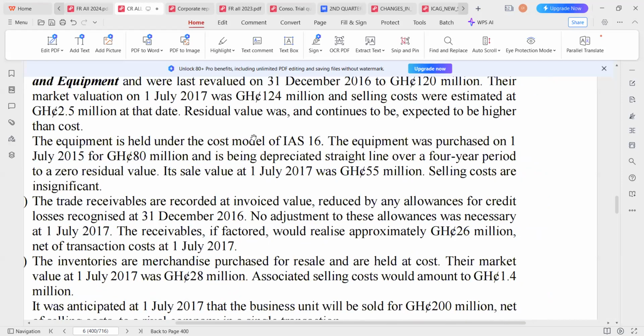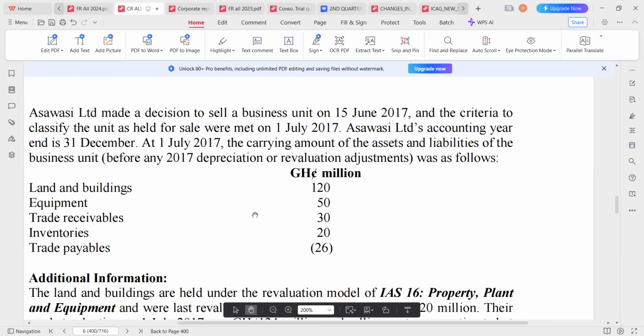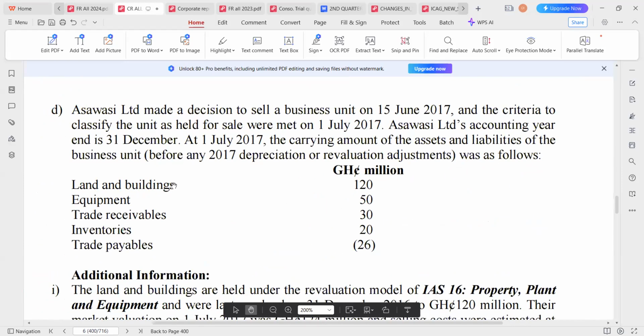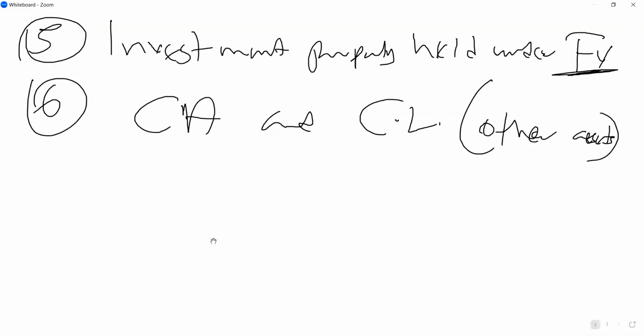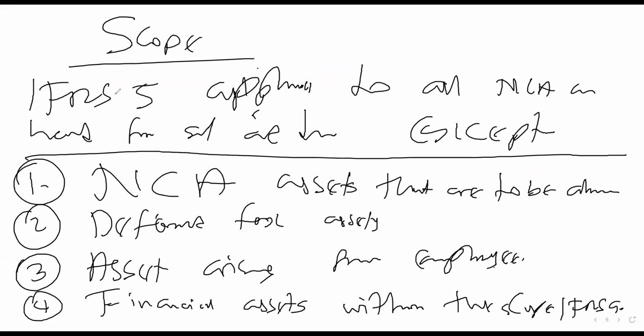So without wasting much time, the only assets are land and building and equipment. That's all. The rest are not part of the storyline. So on that note, I'm done with the scope. It's the most important thing. Or else you go and add things that are not parts to it and you find yourself in trouble.